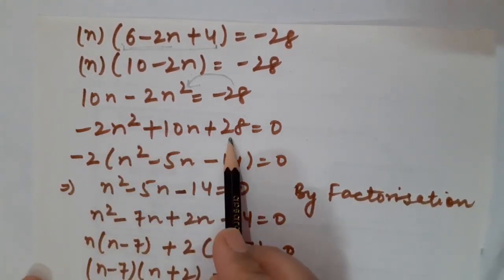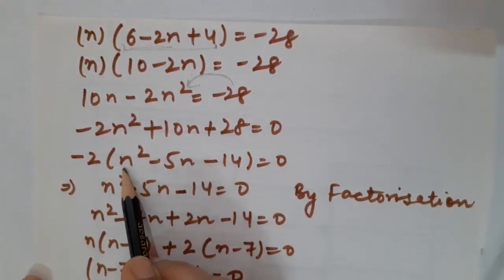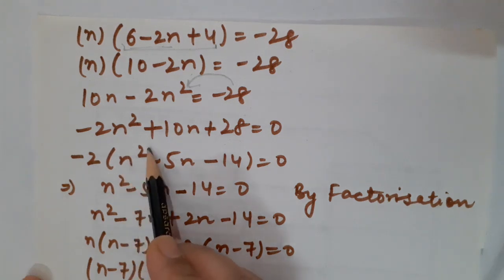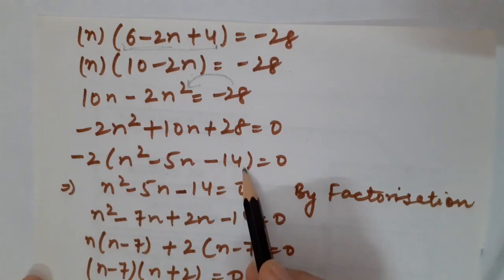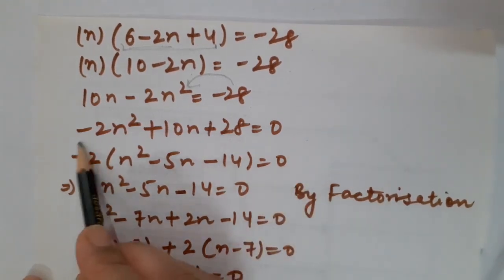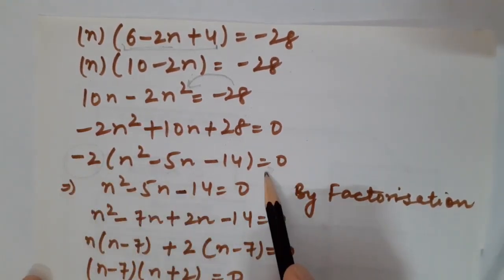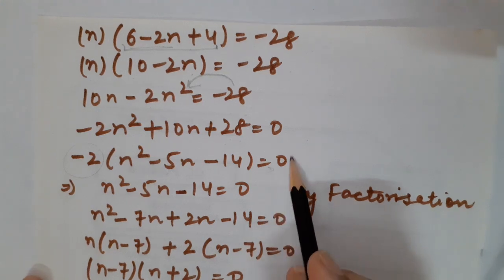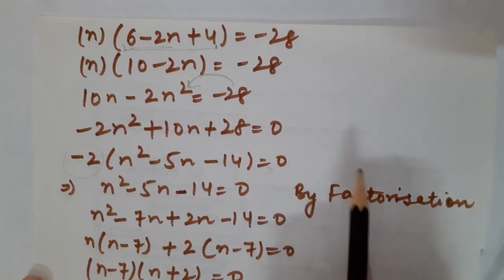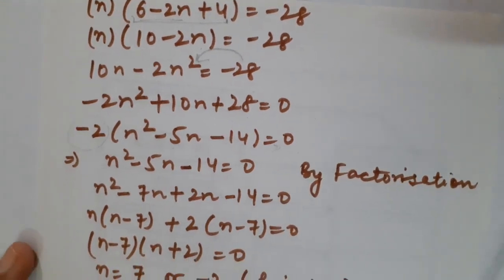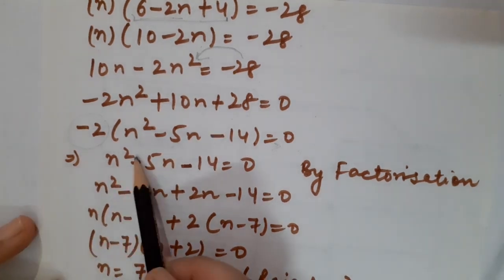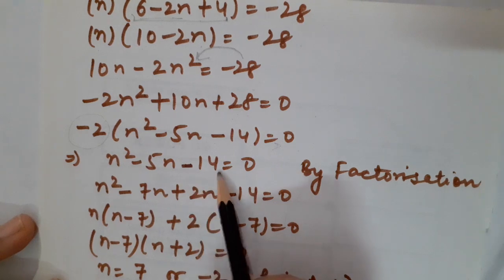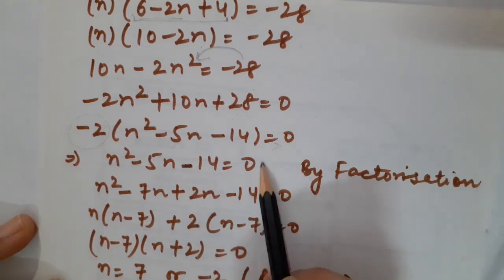Let us take minus 2 as common. So inside the bracket I will be having n square minus 5n minus 14 is equal to 0. This minus 2 goes to the right hand side, so it would become 0 upon minus 2, that would be 0 only. So now I have got a quadratic equation in the variable n, which is n square minus 5n minus 14 is equal to 0.